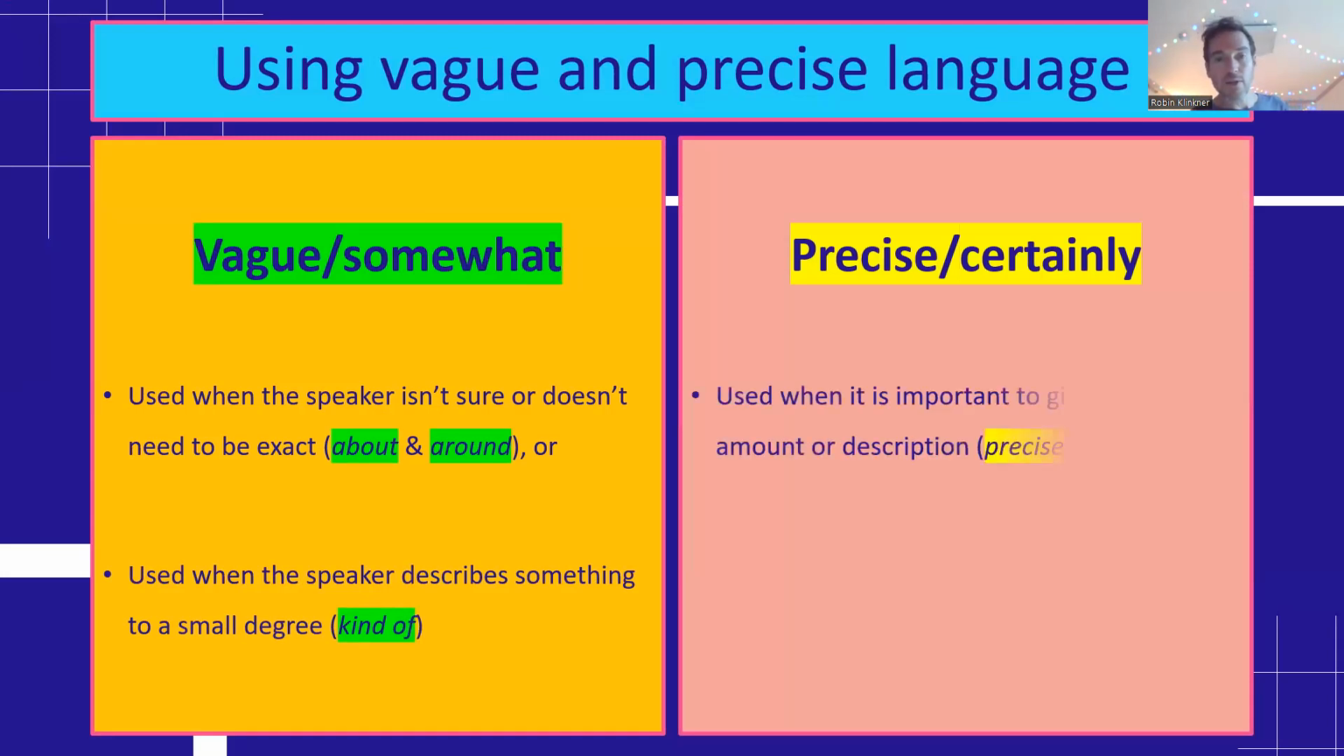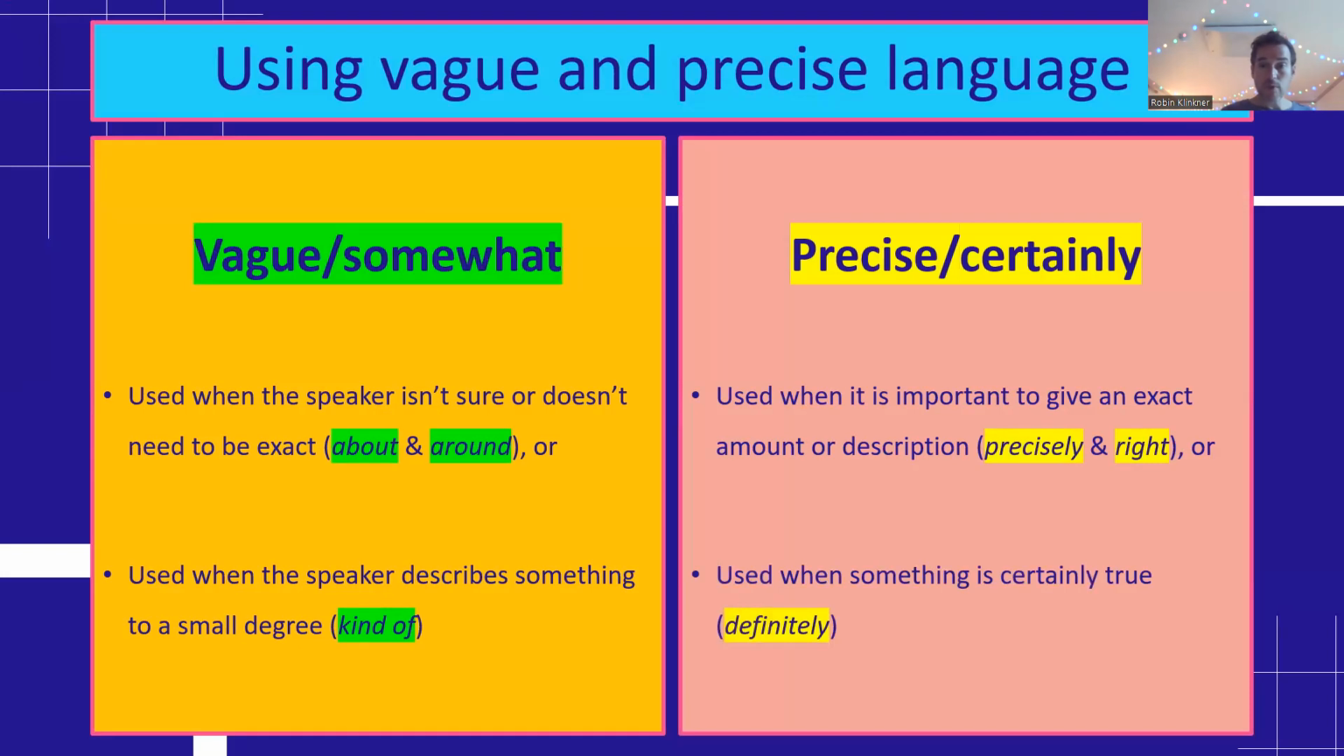On the other hand, sometimes you need to be precise. And so that's when we use this language, when it is important to give an exact amount or description of something precisely. And it could be directions, for example. And we use definitely when something is certainly true. Okay, so these expressions here, about, around, kind of, precisely, right, definitely, those are the expressions we're focusing on using for the next few classes.